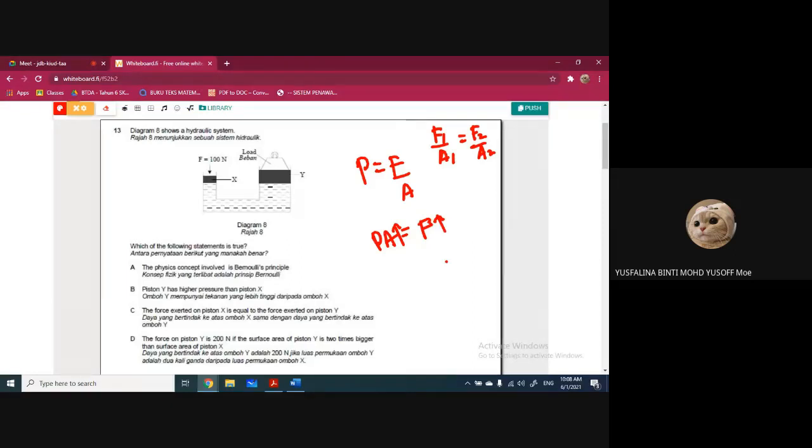So for D, the force on piston Y is 200 Newton if the surface area of piston Y is two times bigger than the surface area of piston X. So this one, area bigger, F also bigger. If the area of Y is two times bigger, the force of Y also becomes two times the value from the F here. So 200 Newton. So number 13, the answer is D.